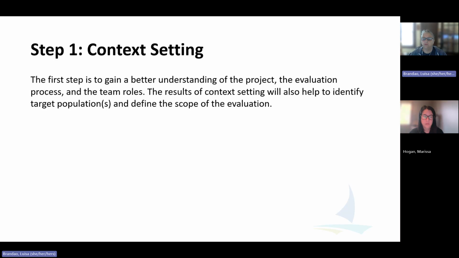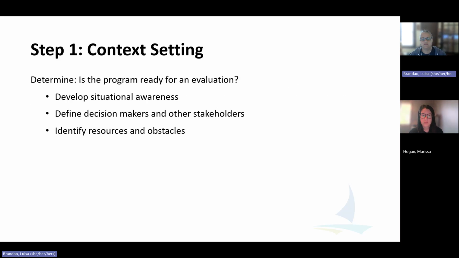The reason we do that is we need to understand what the project is, and how the evaluation fits in. What is that process? What are the team roles? As a result of that context setting, it will also help you identify who your target population is and what the scope of the evaluation is. At the end of that step, you should be able to say whether the program is ready for an evaluation or not. You have some situational awareness of the context of the program.